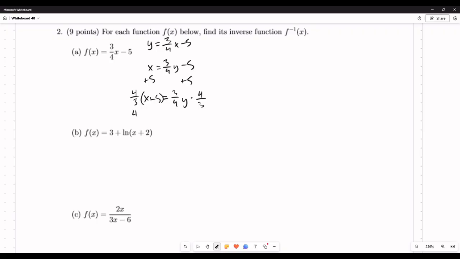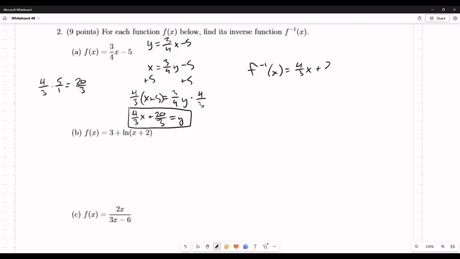So here I'm going to get that 4/3 x plus 4/3 times 5. Let's do a little scratch work there. That's going to be 4/3 times 5 over 1. That's going to be 20 over 3 equals y. So that's going to be my inverse function. And we could write out a final answer that looks like f inverse of x equals 4/3 x plus 20 over 3. Okay. So we did one.